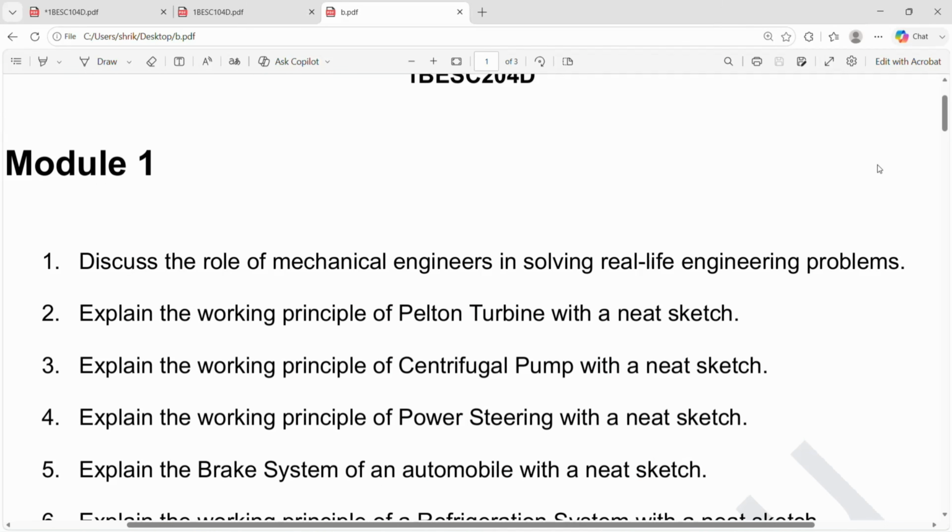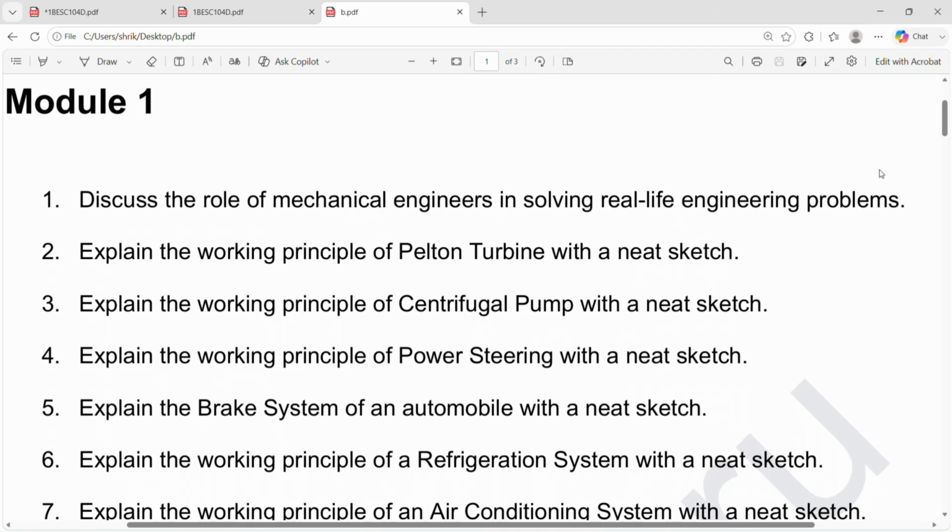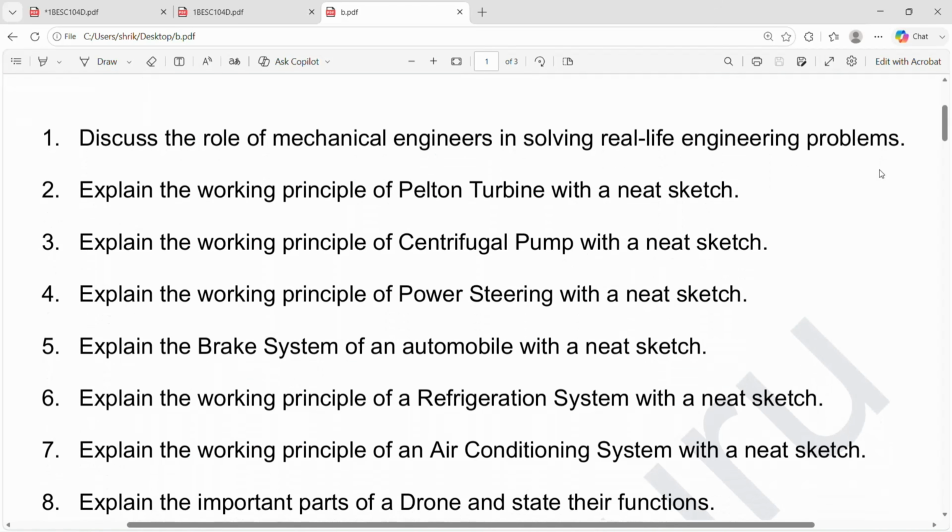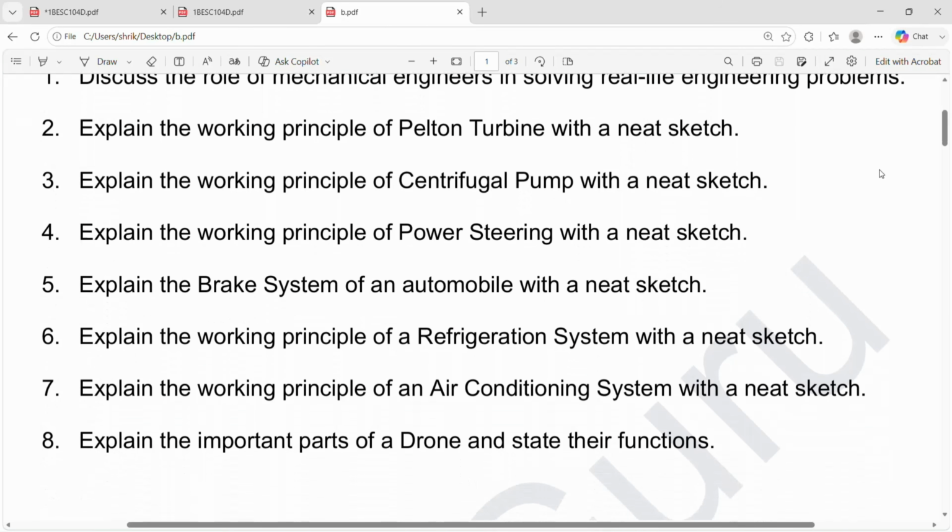Explain the brake system of an automobile with a neat sketch. Explain the working principle of a refrigeration system with a neat sketch. Explain the working principle of an air conditioning system with a neat sketch. Explain the important parts of a drone and state their functions.